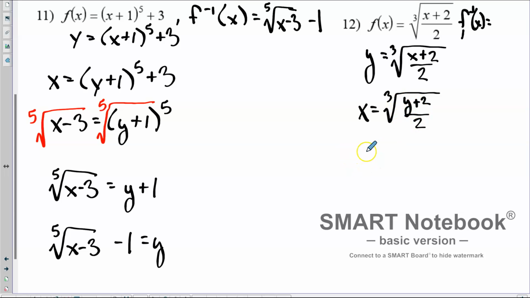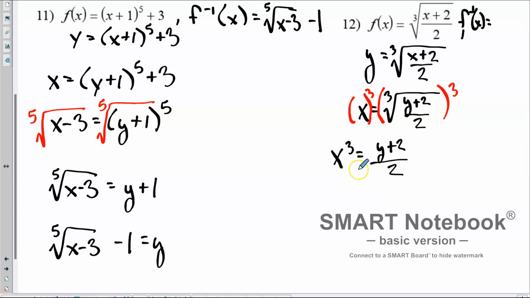The only way to get y is to do the opposite of everything in here. Notice in this case, before I can get in here, I have to get rid of this guy. How do I get rid of a cube root? If you thought do the opposite and put an exponent of 3, good. That'll cancel out. That's pretty awesome, right? So we have x cubed equals y plus 2 over 2. Notice how cool. Got rid of it.